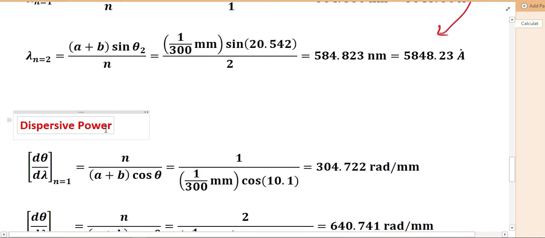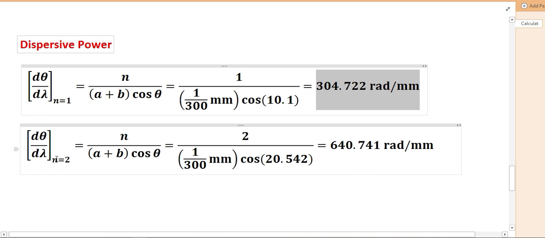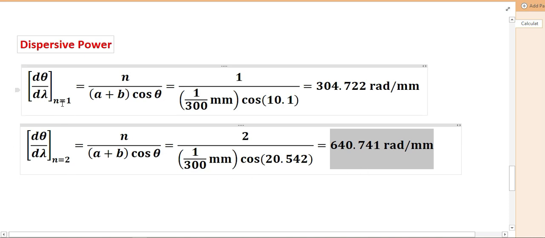Next, the dispersive power. The dispersive power is given by this formula. So for n is equal to 1, a plus b cos theta, theta is 10, and the dispersive power is this. For n is equal to 2, dispersive power is this. So what you see, the same grating has different dispersive power for different n, for different positions. So the more the n value, or the more you go away from the central line, the dispersive power increases, right?